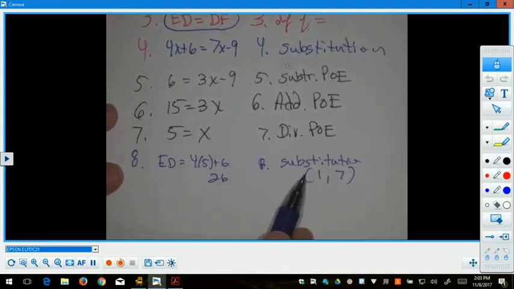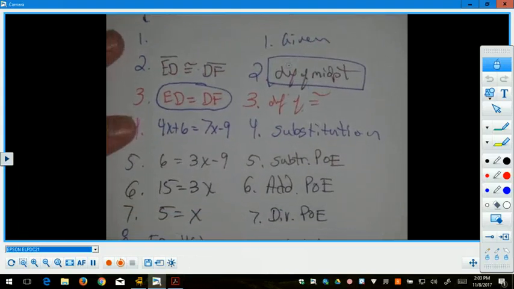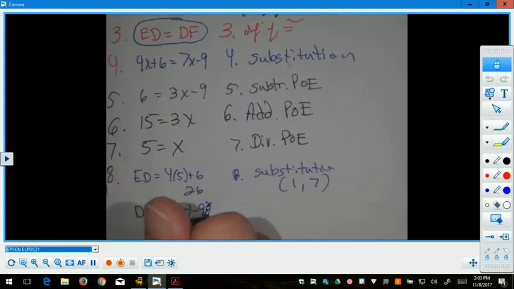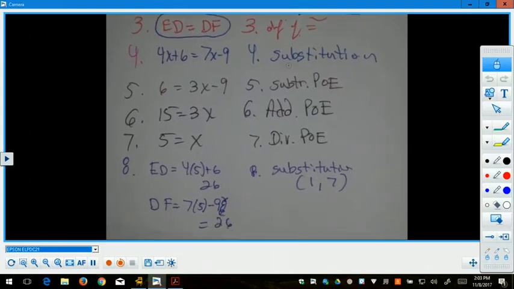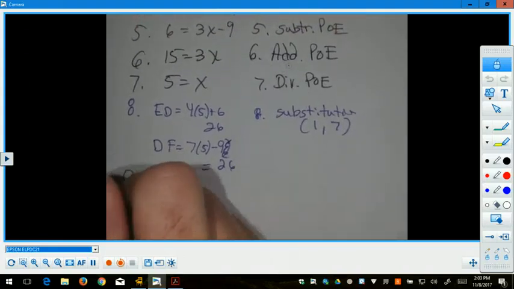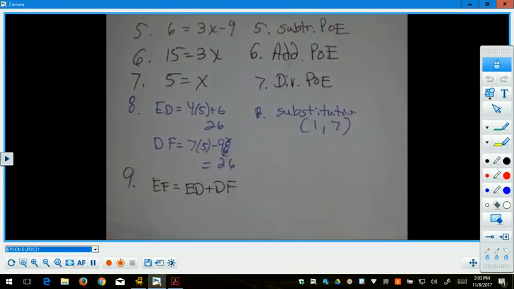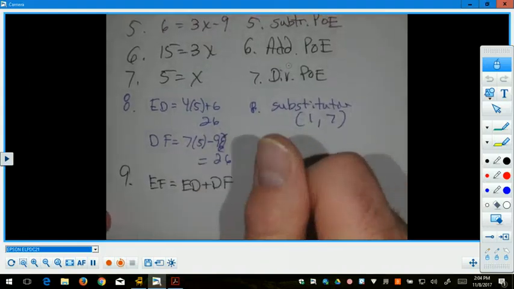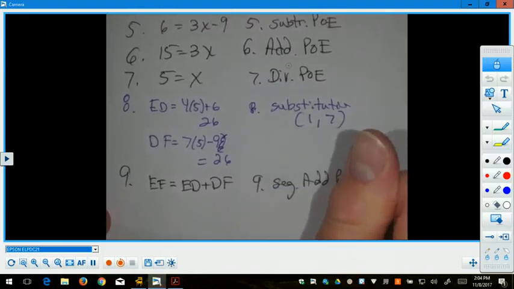And on that same line, because I'm also going to use the same lines, I'm going to do that DF, I think, yes, DF is 7 by 5 minus 9, which is also 26, still by substitution. You are welcome to write this as a separate line if you want. My last, well, there's technically 2 more lines. I know that EF equals ED plus DF by, you might have guessed it, the pieces add up to the whole. The reason is the segment addition postulate.